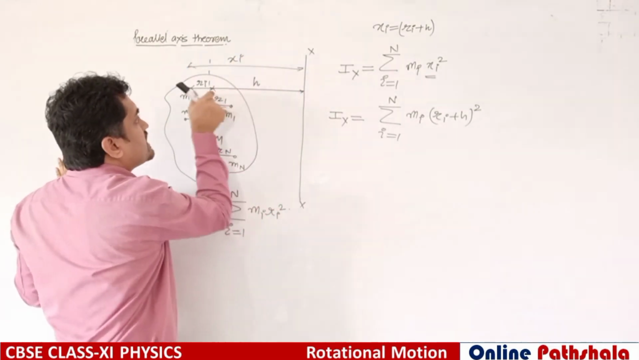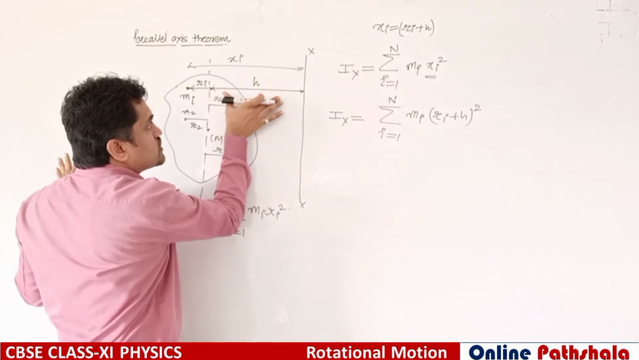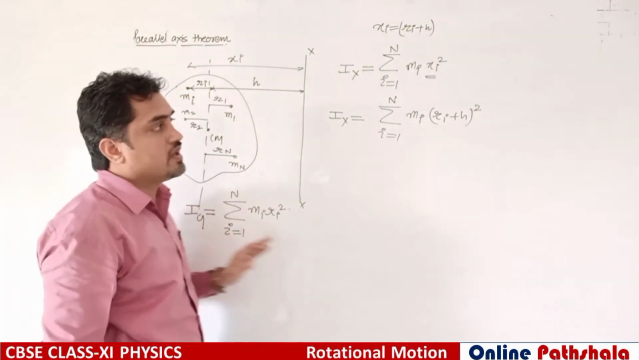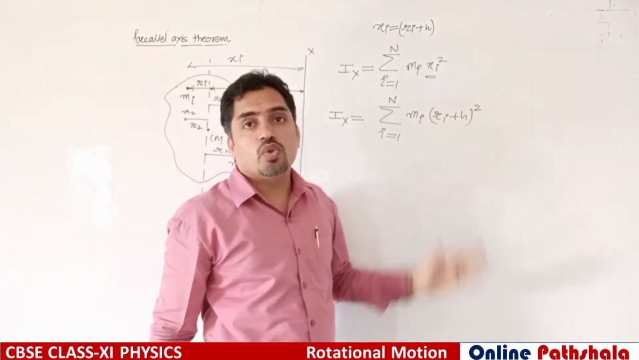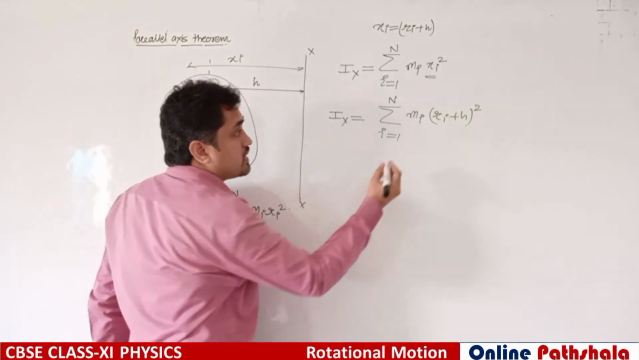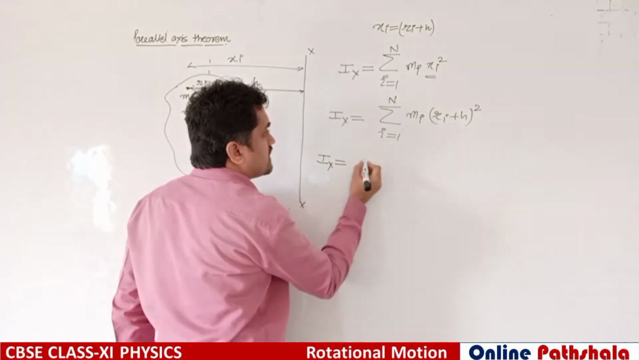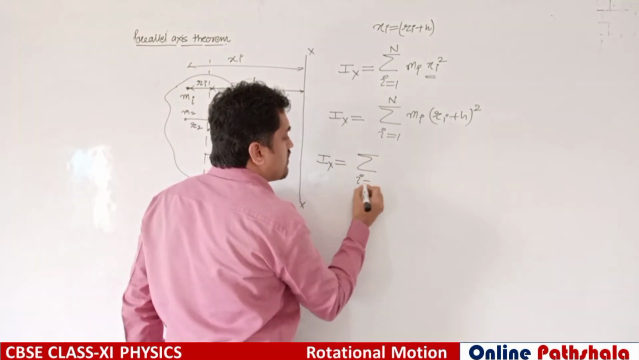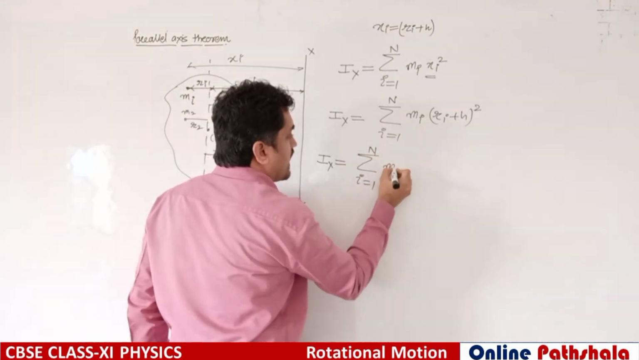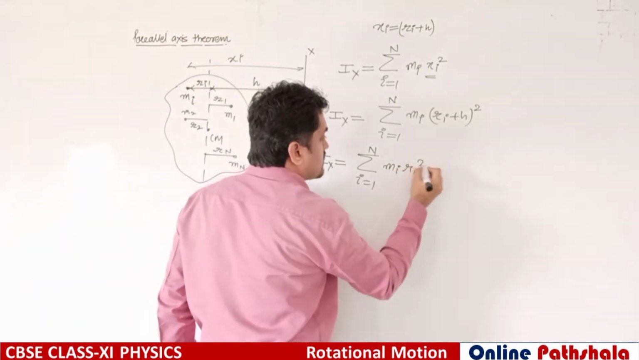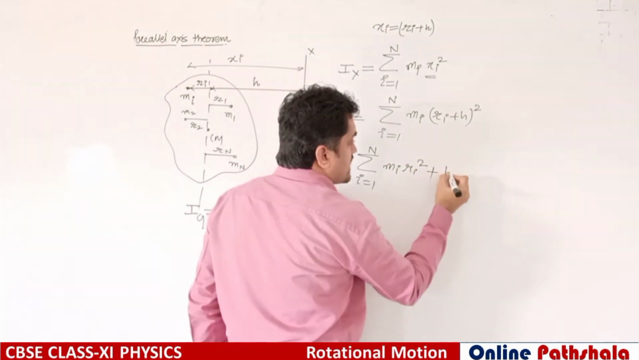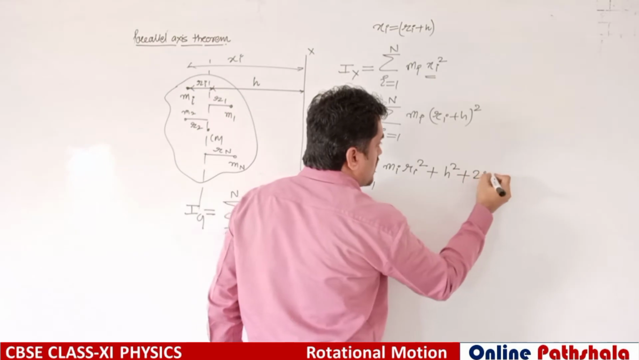It is h plus ri. This distance is h plus ri. So it is (ri plus h) whole square. Now what we can do? We can open this square. So we are getting summation i equal to 1 to n of mi times (ri square plus h square plus 2 ri h).